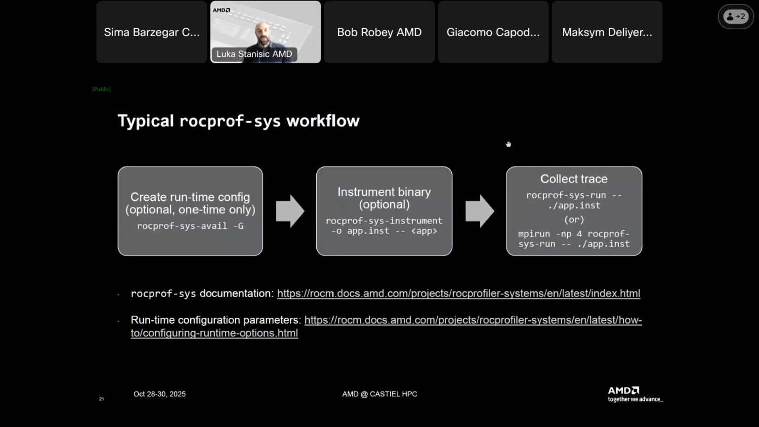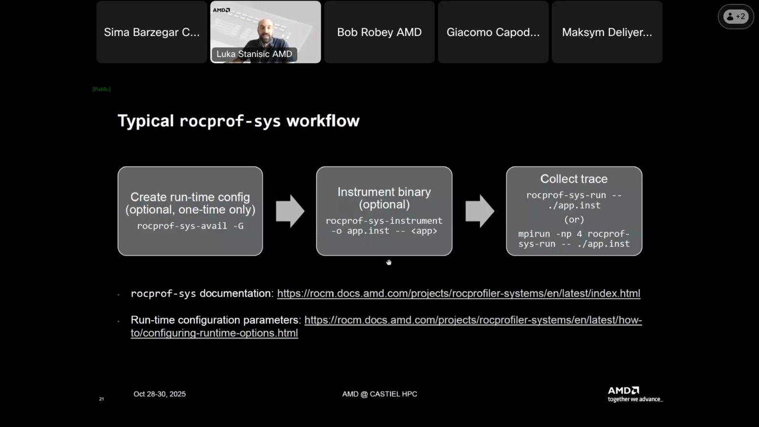To do that, a typical workflow is to first create a runtime config file. As I said, this is optional, and needs to be done only once. You call rocprof-sys avail -G to get a textual config file. After that, you potentially want to instrument your binary, and you can do that by using rocprof-sys instrument to create an instrumented binary from your initial application binary. And then finally, you do rocprof-sys run of your instrumented binary, or of course you can run it with MPI.